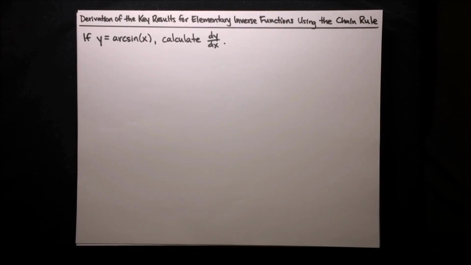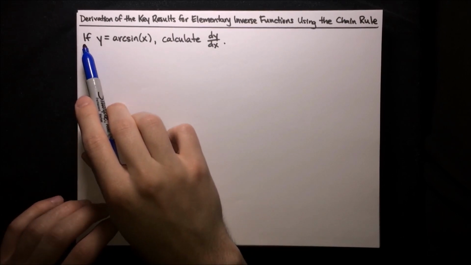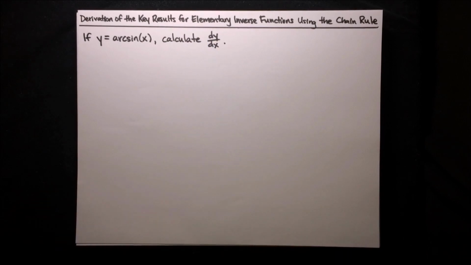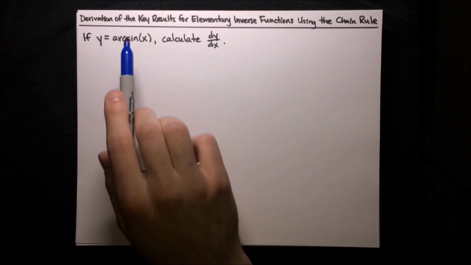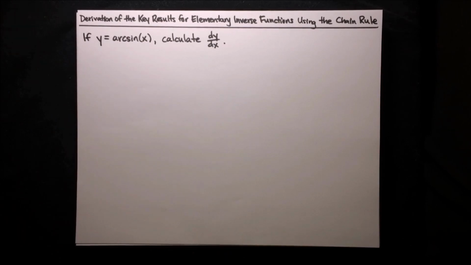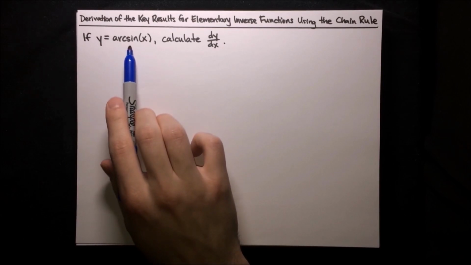In this video, I'm going to show you how to derive the key results for elementary inverse functions using the chain rule. So here we've got this example: if y equals arc sine x, calculate dy dx. So we know how to differentiate sine, but not arc sine. That looks a bit challenging. And we'd rather not go back to the difference quotient because arc sine is a pretty tough function to work with.